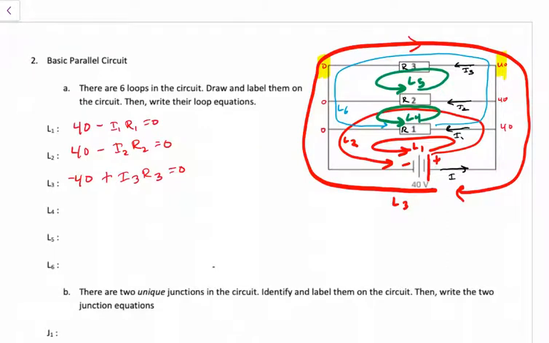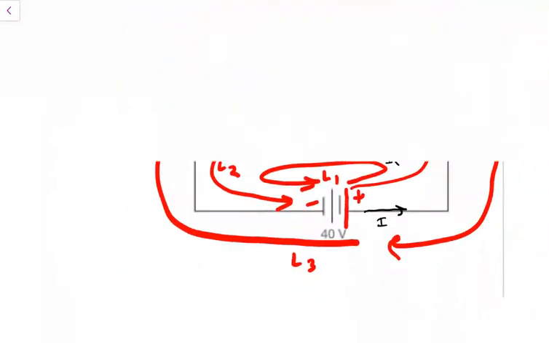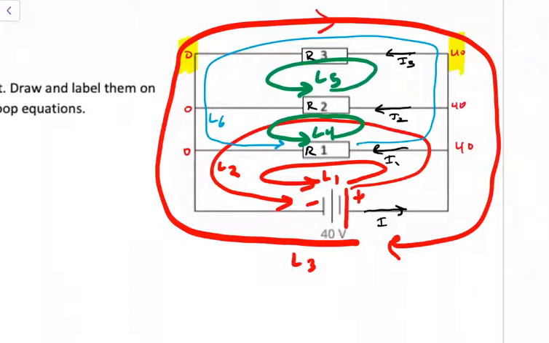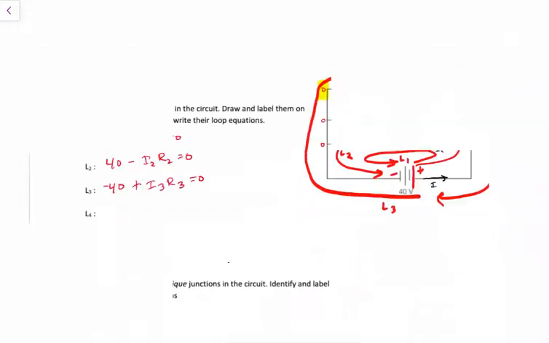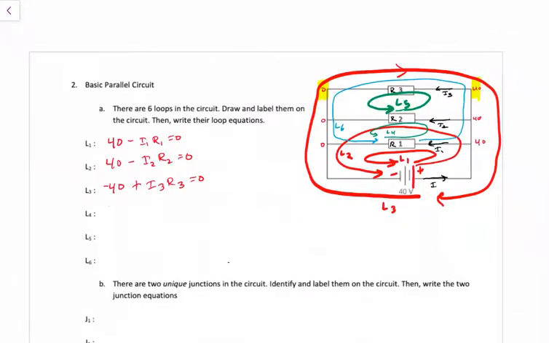All right, let's knock out loop 4 and loop 5. Loop 4 is passing across. Let's make this a little nicer. That's the way I like to see it, is I'm passing across R1. I'm going against I1's current, which means I'm going from a point of low potential to high potential. So I'm gaining I1 R1 voltage. So I1 R1 is positive.